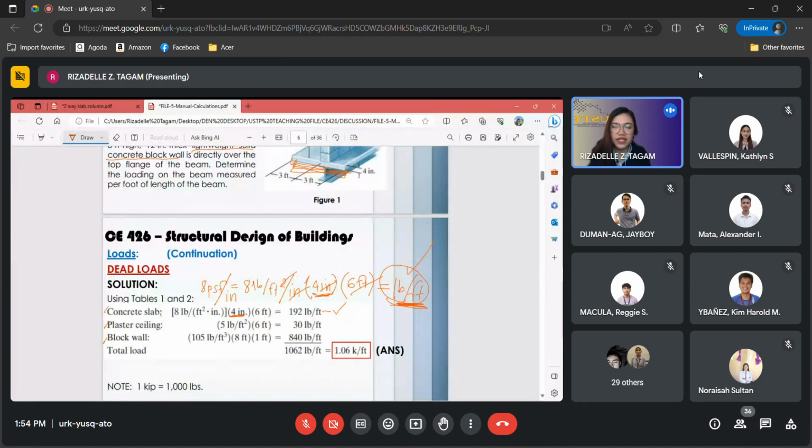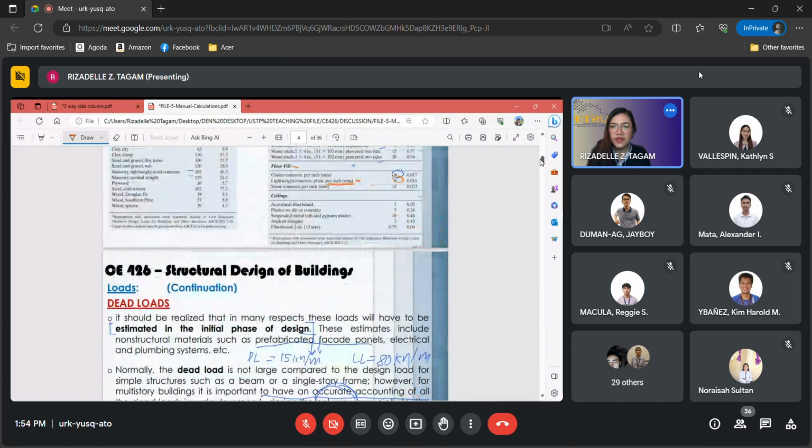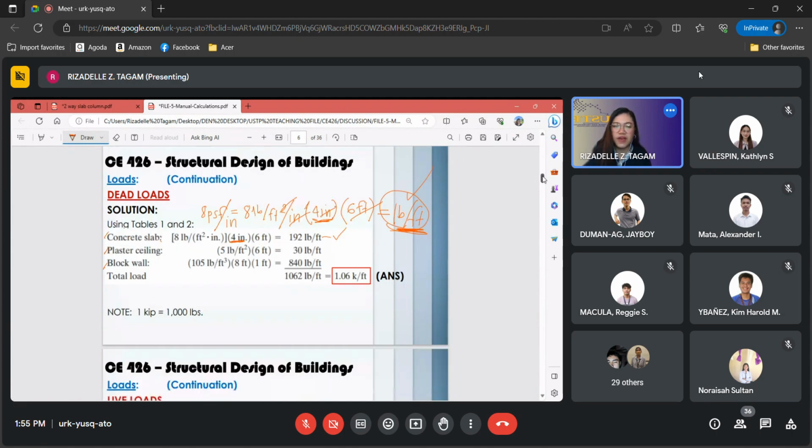Now for the ceiling plaster, it is in the table. For the ceiling, what is listed is plaster on concrete. So the value is 5 PSF. The unit is PSF, pounds per square foot. Okay, so we quickly multiply by 6 feet so that one foot cancels. The answer is 30 pounds per feet.